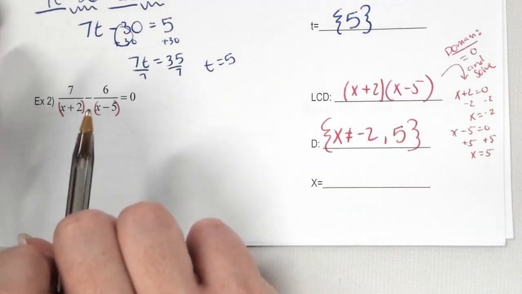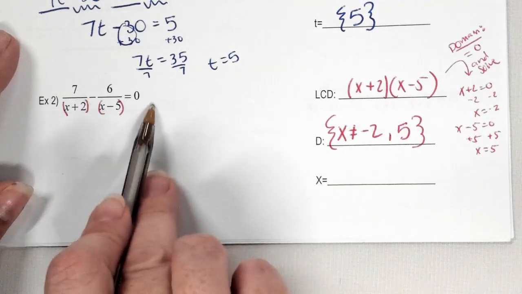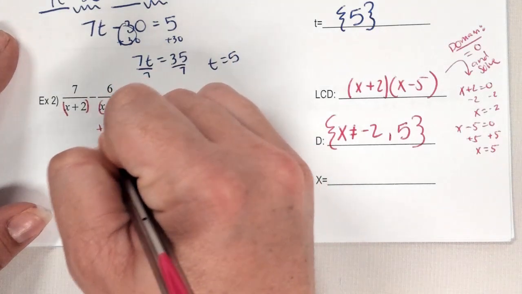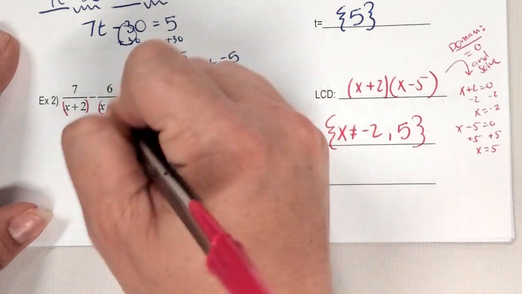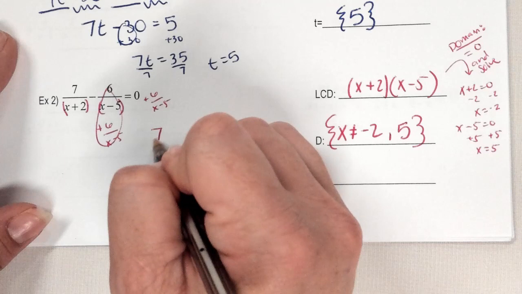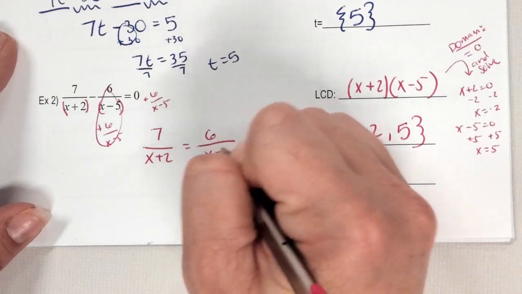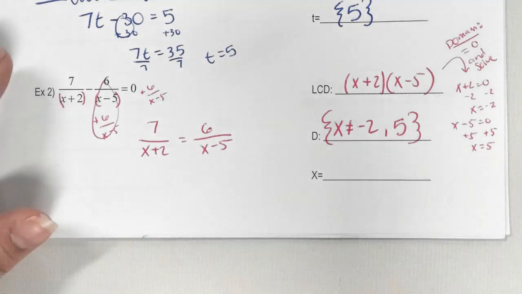Now, there's a couple ways you could solve this. However, it equals 0, and I have a negative. Can I move this over and it be positive? Yeah, so I could add 6 over x minus 5 to both sides. And I get 7 over x plus 2 equals 6 over x minus 5. Is it a single fraction equals a single fraction? Yeah. Okay.